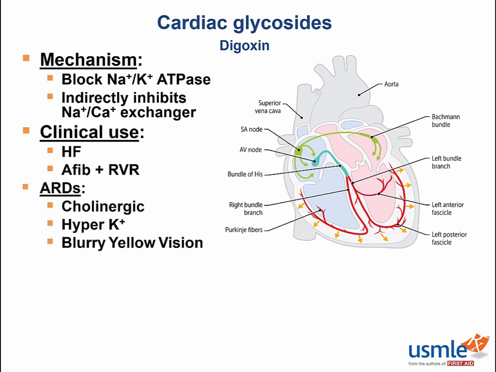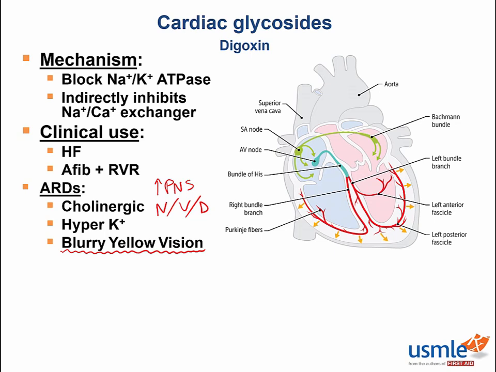In addition, systemic adverse side effects of increased vagal tone can be terrible. Increased parasympathetic tone in the GI tract can lead to some common cholinergic digoxin side effects, such as nausea, vomiting, and diarrhea. Just remember, GI with the digi. Now what about that blurry yellow vision?